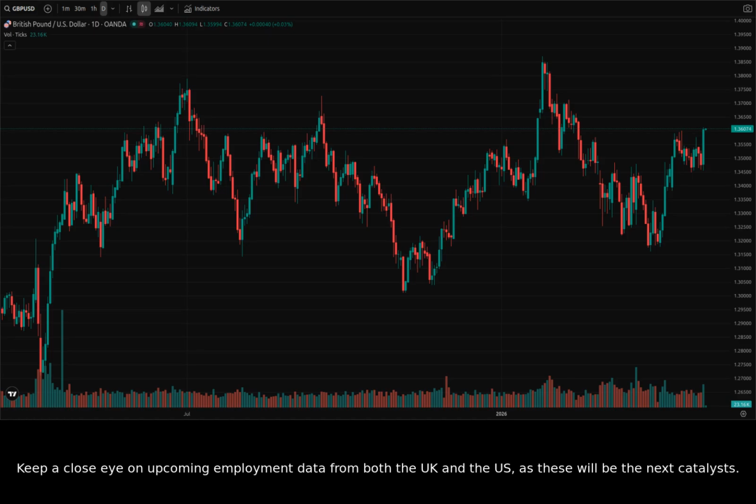Keep a close eye on upcoming employment data from both the UK and the US, as these will be the next catalysts. Trading the news requires patience, so wait for retests of these key levels before committing to a direction.